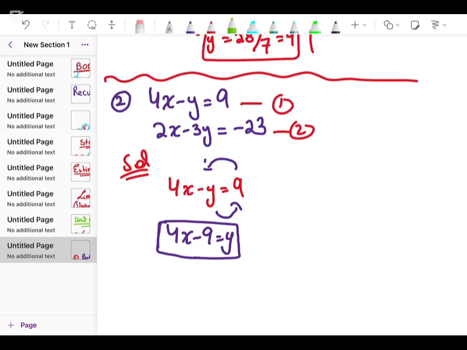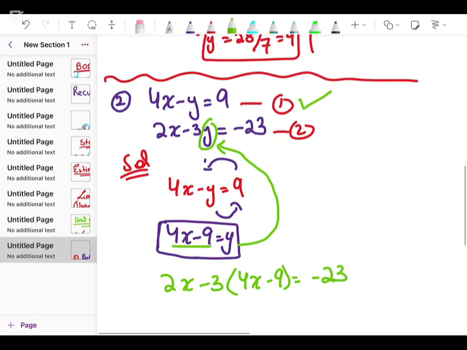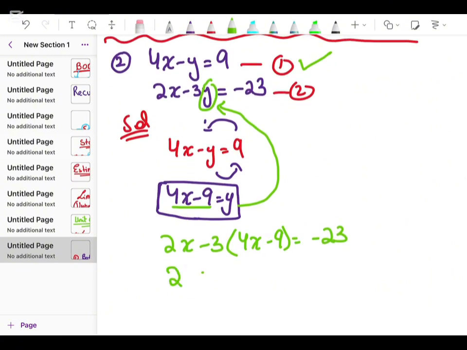So what I will do now, I will put this y value in equation number 2, because I made y equal to 4x minus 9 using the first equation. So I will put the value of y in equation number 2. 2x minus 3, now y will be replaced by the value, that is 4x minus 9, is equal to minus 23. Now we have to simplify this. Negative 3 will be multiplied in the bracket, so negative 12x, and negative 3 multiplied by negative 9, so positive 27 is equal to negative 23.